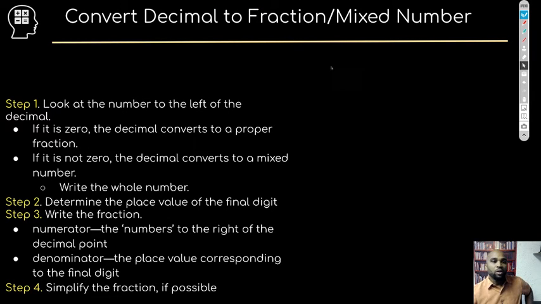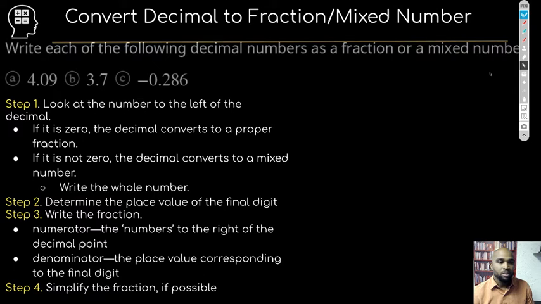All right, how do you convert a decimal to a fraction or a mixed number? You'll find this pretty intuitive, I hope. You look at the number to the left of the decimal. If it's a 0, you know what? It's better if I just work it. I think it makes more sense then.